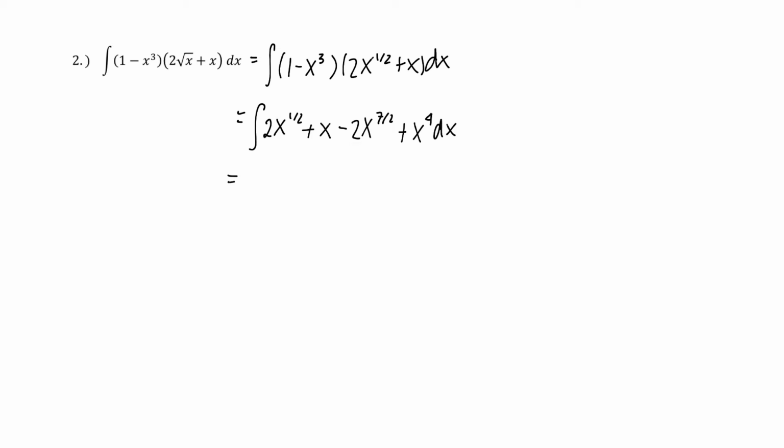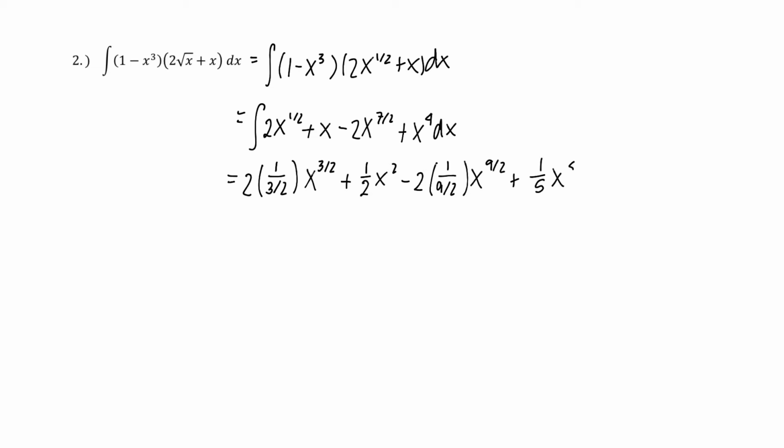Right, and now I can integrate. So 1/2 plus 1 is 3/2. x to the 3/2. This will be 1/2 x squared minus 2, 1 over 9/2 x to the 9/2, plus 1/5 x to the 5th plus c. And then simplifying, this will be 4/3 x to the 3/2 plus 1/2 x squared minus 4/9 x to the 9/2 plus 1/5 x to the 5th plus c.